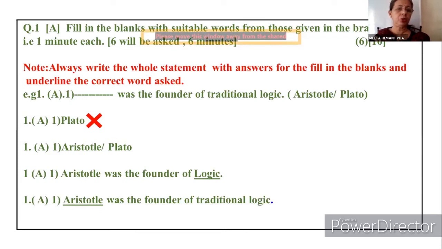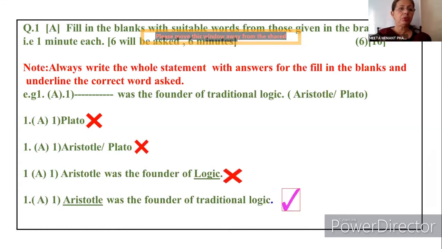These are the mistakes you usually tend to do. So avoid such mistakes. So finally, you have to write Aristotle was the founder of traditional logic, and underline the word, correct word is Aristotle. So this is the correct way of writing the answer.